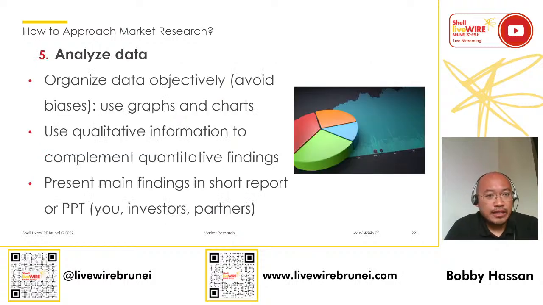Okay, and then almost at the end, you need to analyze your data. So you need to organize it. This is easier with quantitative data. You can analyze it into graphs and charts. And then qualitative information can complement the quantitative findings. So for example, do they like spicy food? Then you can ask just yes or no. But then what type of spicy do they like? What level do they like? Is it salty, sour, whatever? So what is it that they prefer?